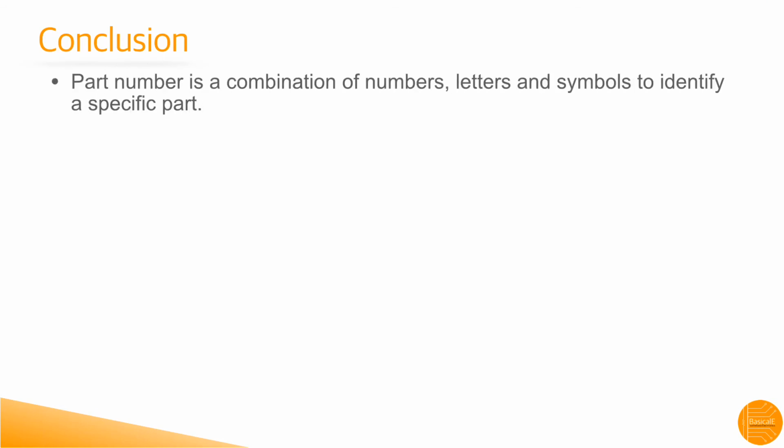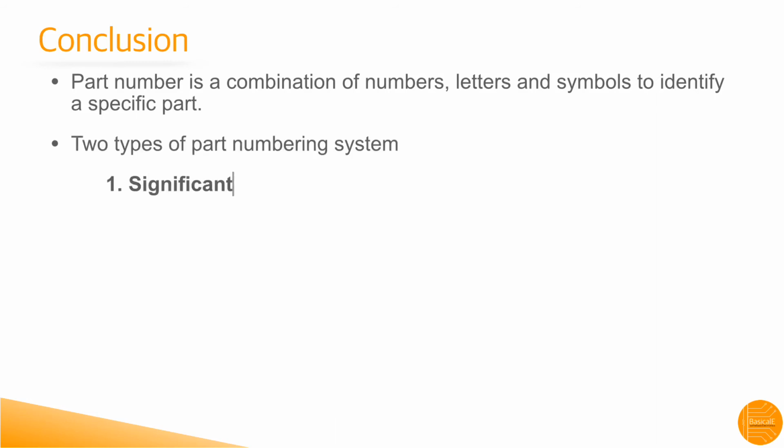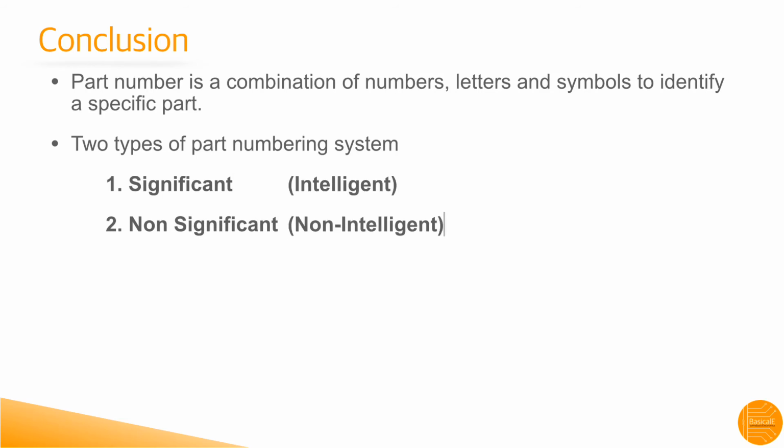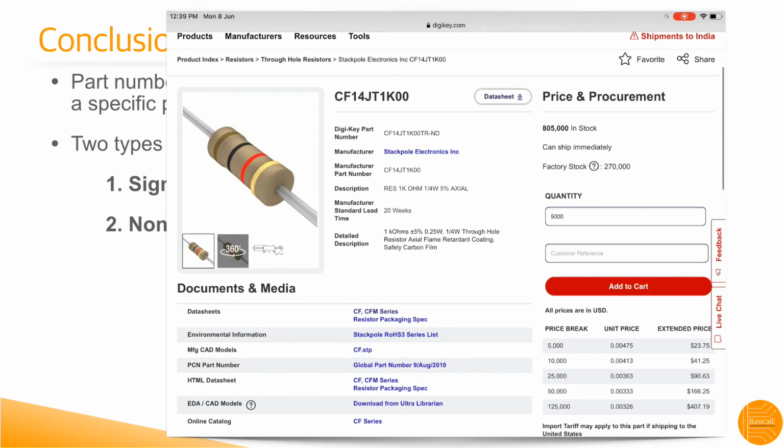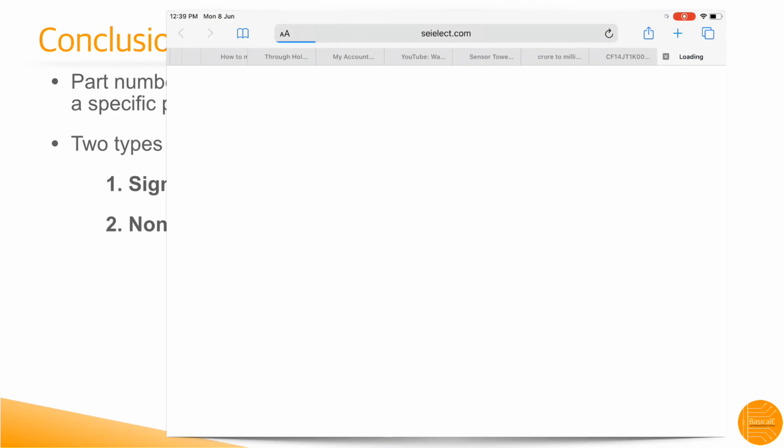As I said, a part number is an identifier: a combination of numbers, letters, and symbols assigned by a manufacturer or vendor to identify a specific part. And there are two types of part numbering systems, significant and non-significant, which we can also call intelligent and non-intelligent systems respectively. Most of the part numbers of electronic components are defined by the significant number system.